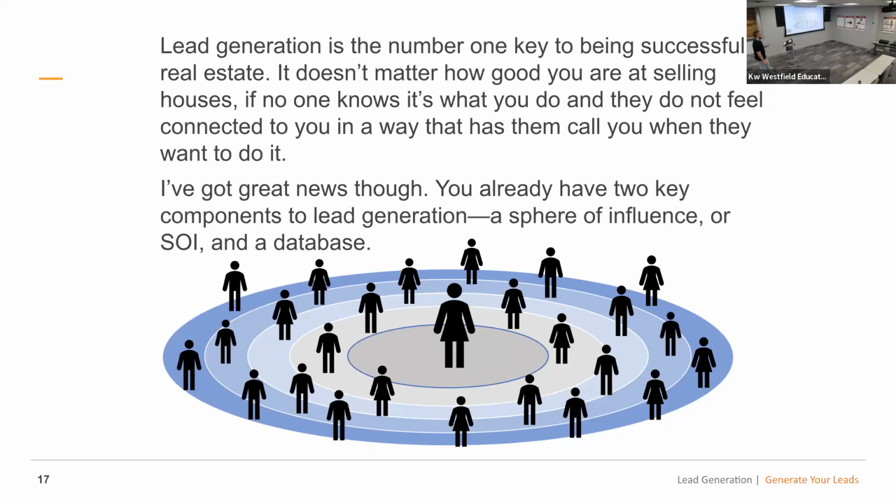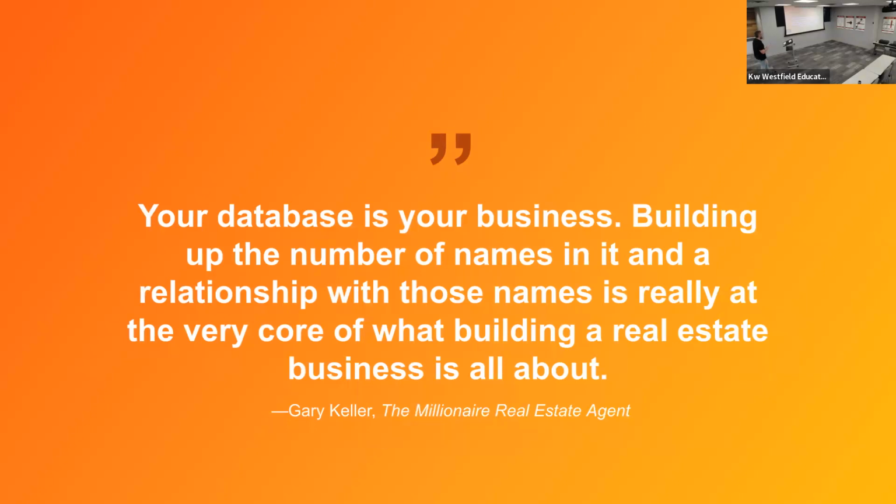You already have 2 key components to lead generation: a sphere of influence, or in other words your SOI, and a database. I was confused as to why they separated this in this class. In my mind, your database is the grand whole, and within your database you have your SOI. It's a section of your database. So let's say you have 500 people in your database, maybe 200 of those are your SOI. I'll explain what that means in a second. It'll make total sense.